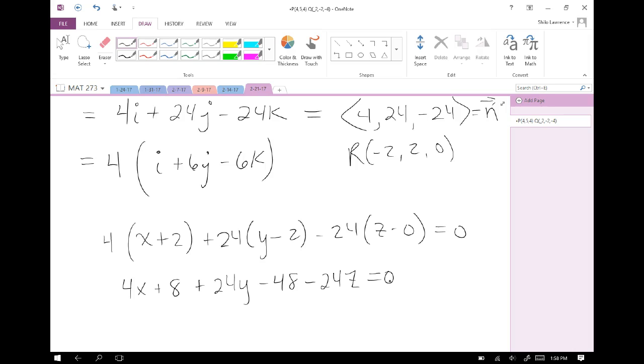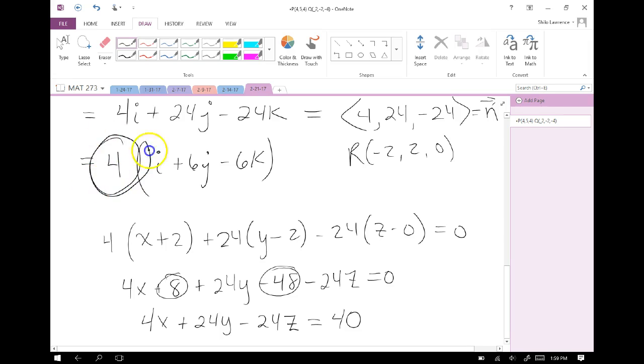And they want our answer in general form, so we distribute. And we can put the 8 and the negative 48 together to make negative 40 and move it over to the other side as a positive 40. And because there was an extra factor of 4 in our normal vector, there's still an extra factor of 4 in our answer. So notice that every single coefficient, even the constant in our answer, has a multiple of 4 in common.